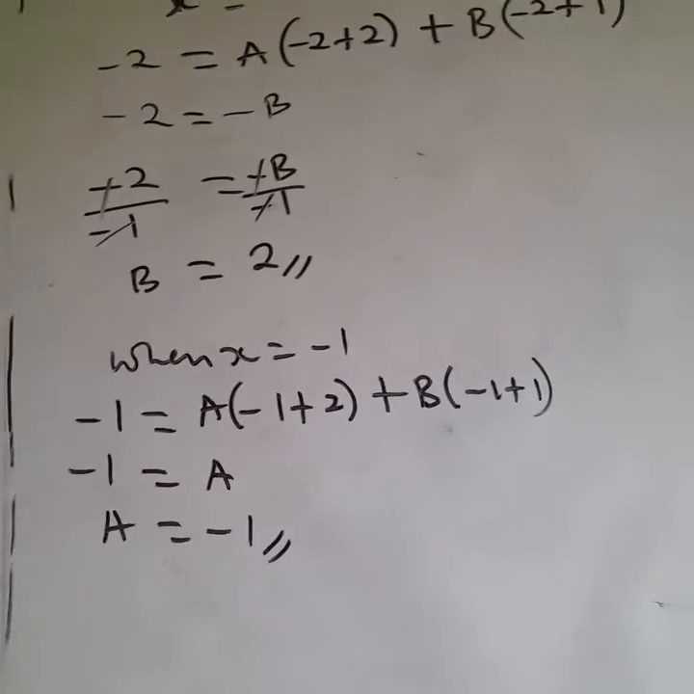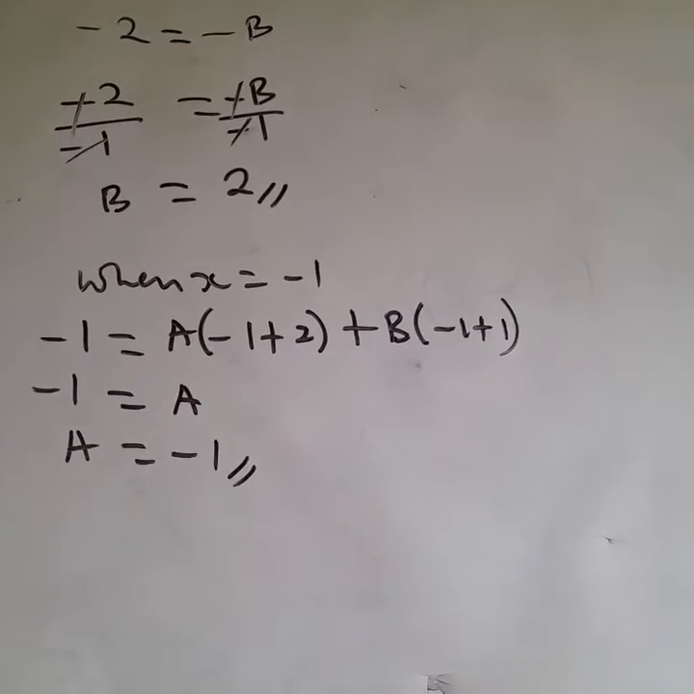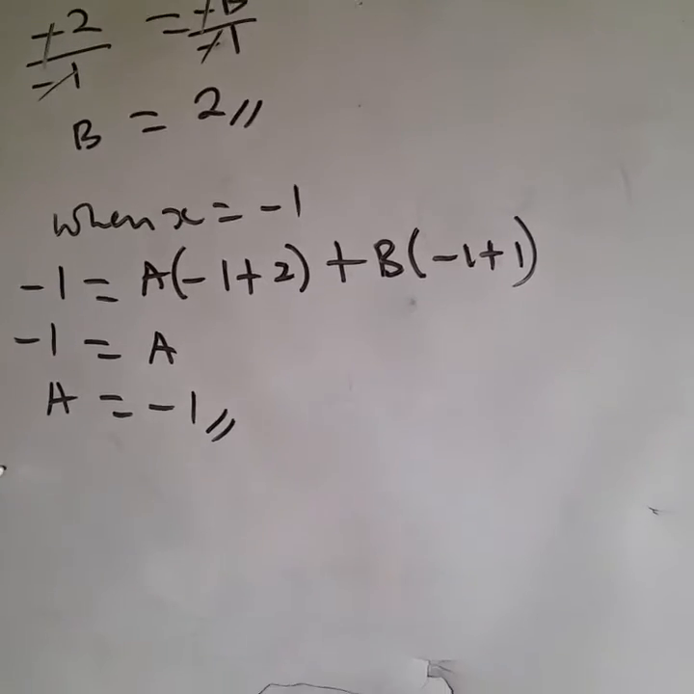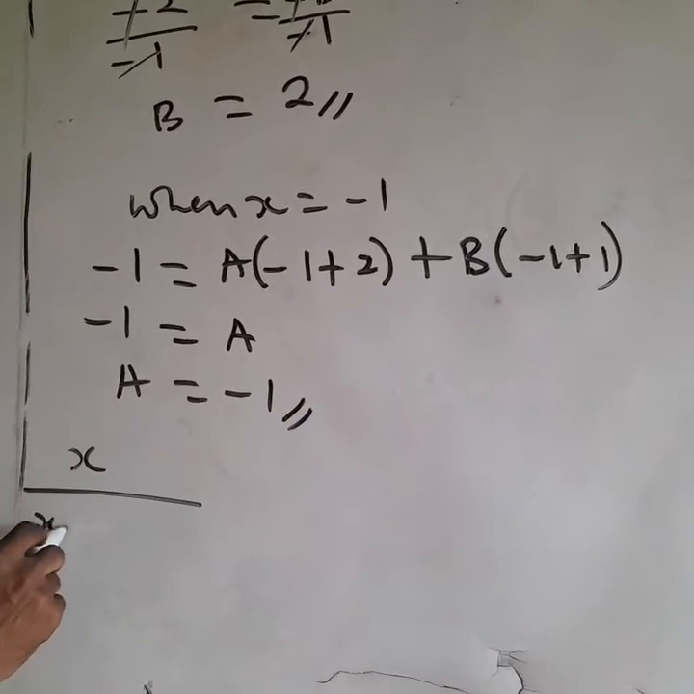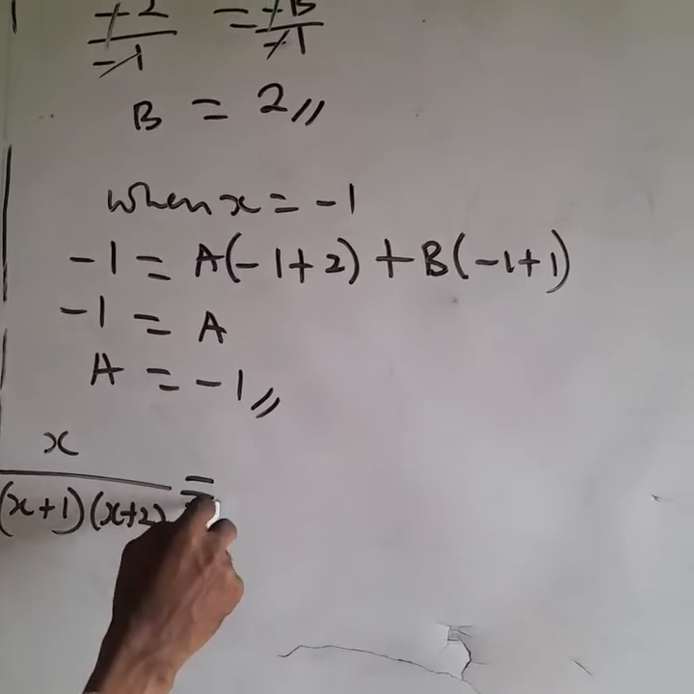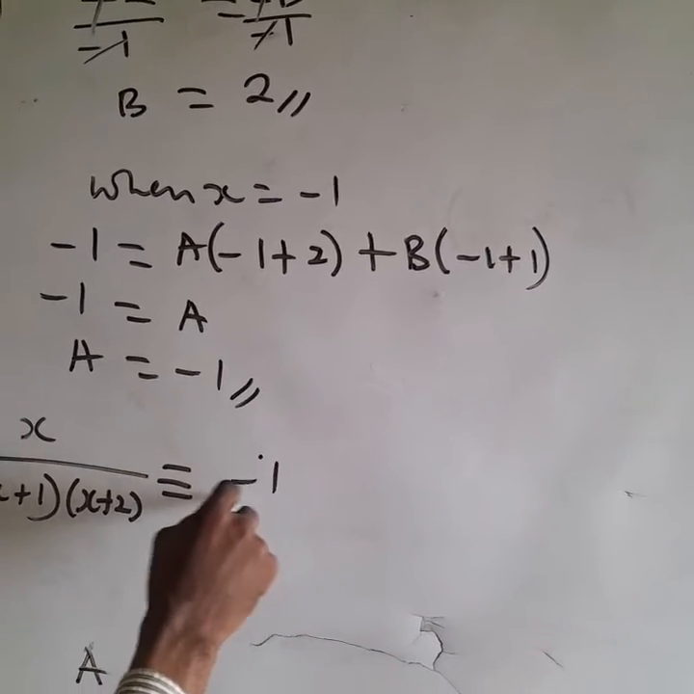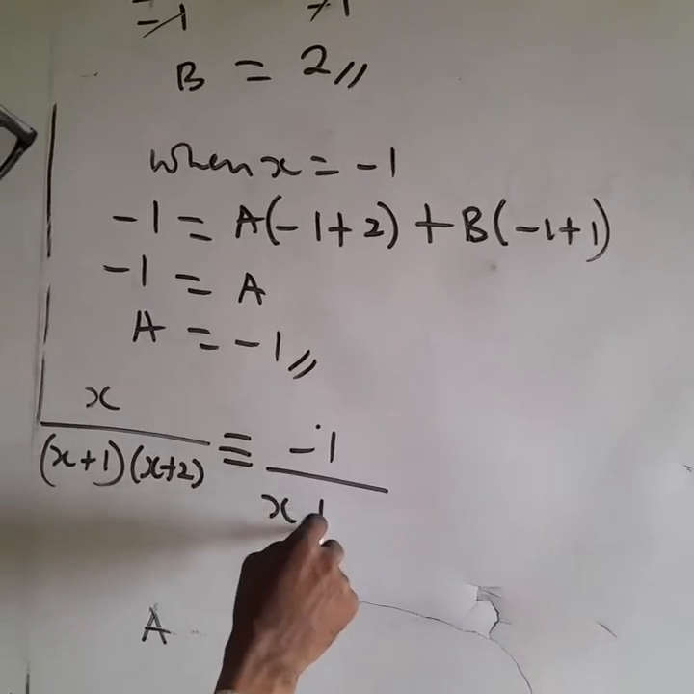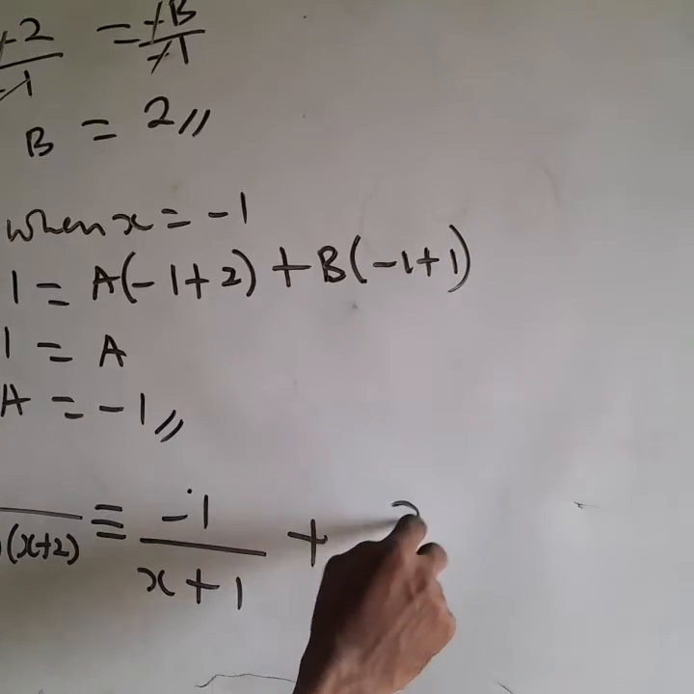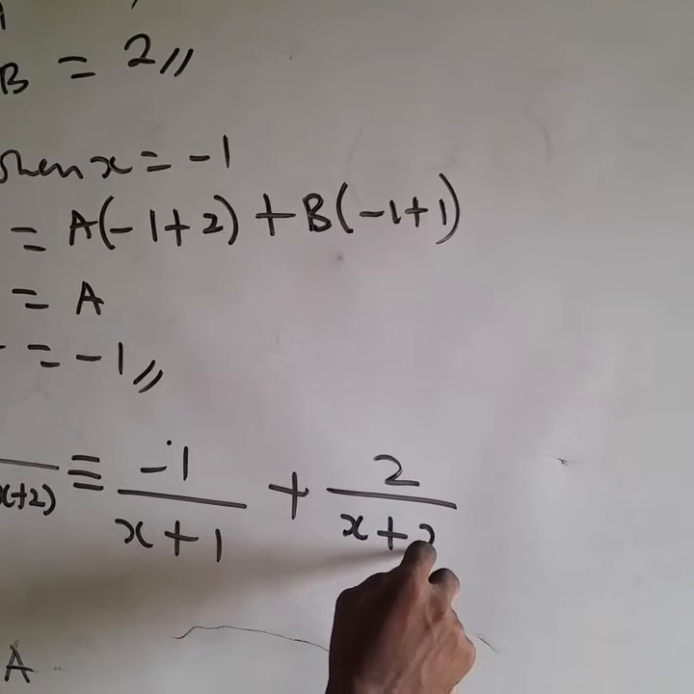From our equation here, I will now replace it. Anywhere I see A, I'll put minus 1. Anywhere I see B, I'll put 2. So here we now have that x divided by x plus 1 into x plus 2 is equivalent to minus 1 divided by x plus 1, plus 2 divided by x plus 2.